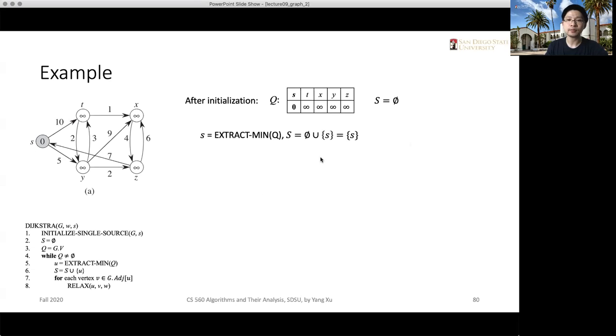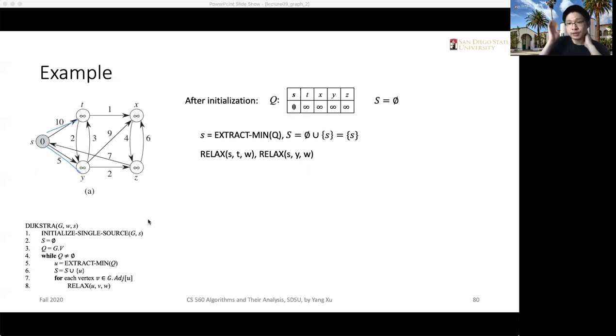Okay, so now in the first round, when we extract the minimum from the priority queue, the source will be the one extracted because it has the minimum, the only valid value for d. It's 0, right? So the set S will contain only one vertex, the source. And we need to relax all the edges that leave s, okay? So we have 2 edges. The first one is from s to t, the second one from s to y. So we need to relax 2 edges, right?